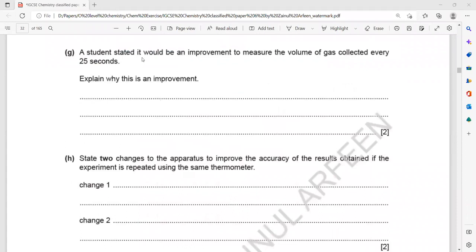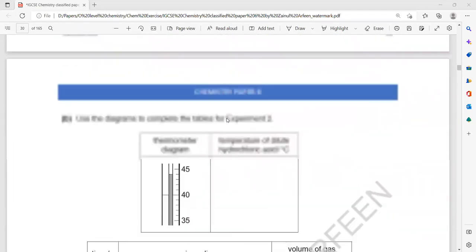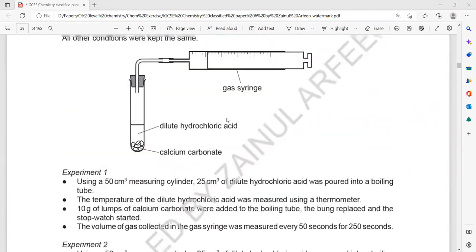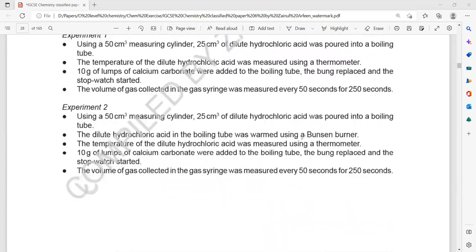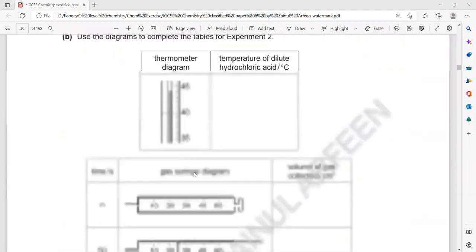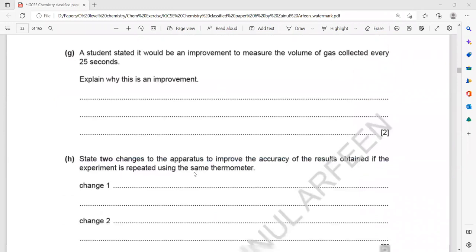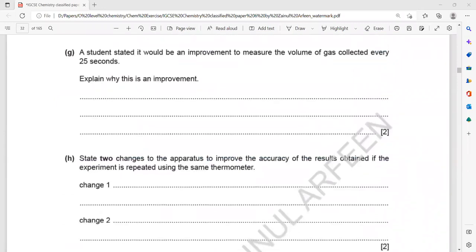A student stated it would be an improvement measuring the volume of gas every 25 seconds. Explain why this is an improvement. Like what we did, if you read the experiment, we were measuring the volume every 50 seconds for 250 seconds. But now the student is saying I will measure after every 25 seconds. How will this be an advantage, or how will this improve the experimental accuracy? Yeah, more reliable and accurate readings, that's good. Because when you have more data, more points, you can plot a better graph, or you can identify the trend easily.